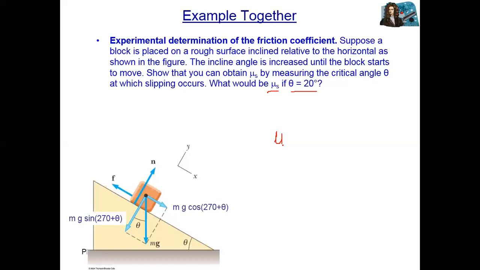We know from the previous formula that the coefficient of static friction is equal to tangent theta. So when theta is 20 degrees, the coefficient of static friction is equal to tangent 20 degrees. Tangent 20 degrees is equal to 0.36. So 0.36 is the coefficient of static friction.